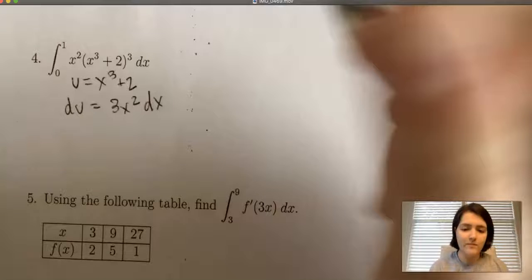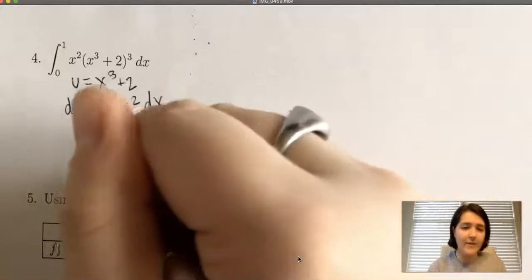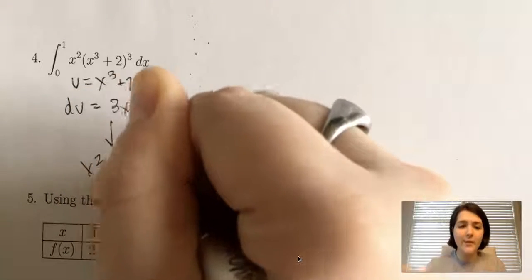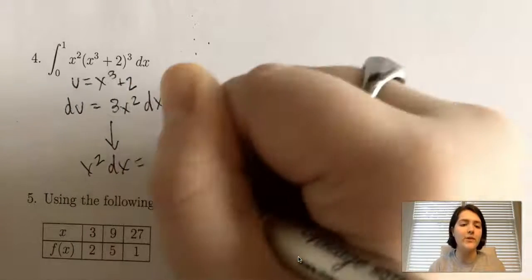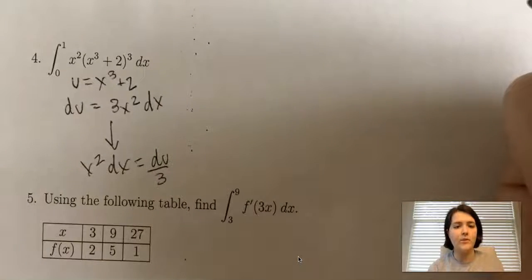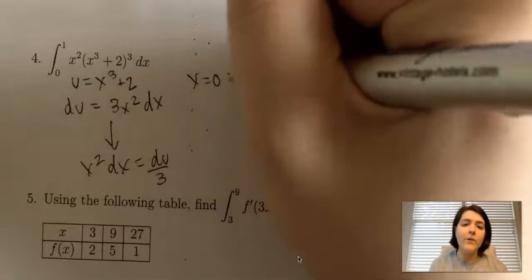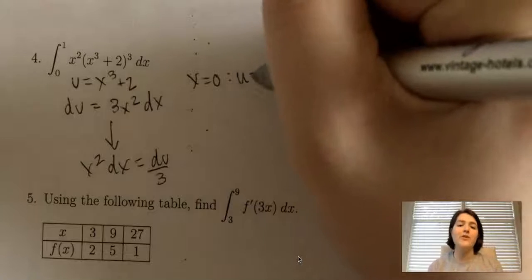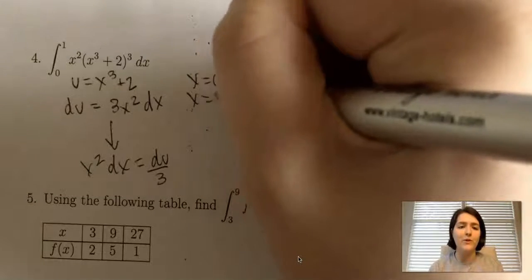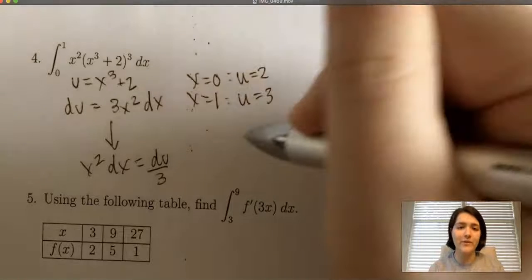Which we can then substitute in the original equation. So then we want to isolate that x squared so that when we substitute it, it'll be easier. So that's what we're doing right here. We're isolating it. So then we have x squared dx equals du over 3. And then here, when you're doing your u-subs, you have to make sure that you remember to figure out how to change the parameters of the u-sub.